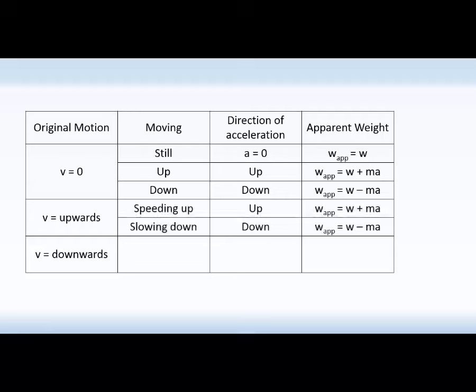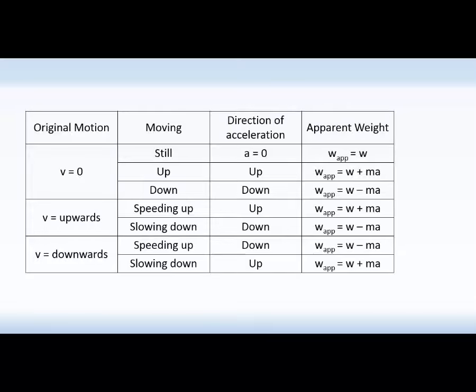If the elevator is already moving upwards, one of two things could happen. Either it could speed up or slow down. For it to speed up, the acceleration would need to be positive or upwards, and for it to slow down, the acceleration would have to be in the opposite direction or downwards. For each of these, we see that the apparent force is either more than for a positive acceleration or less than for a negative acceleration, whatever the original weight was.